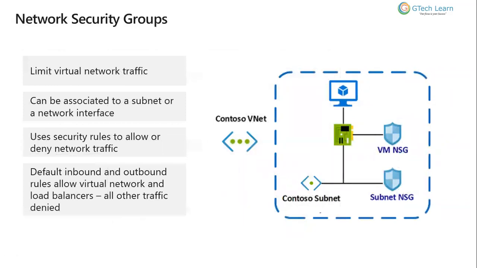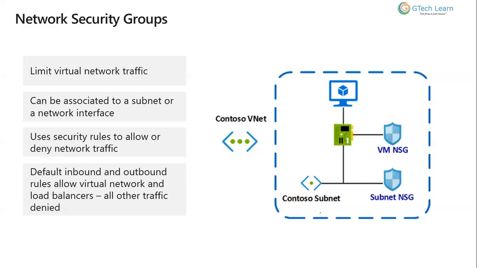Here we are going to discuss the network security group. In the network security group, we can limit virtual network traffic by creating inbound and outbound rules. We can associate that with the subnet or with the network interface level as well. And we can use different security rules in order to allow and deny the traffic.